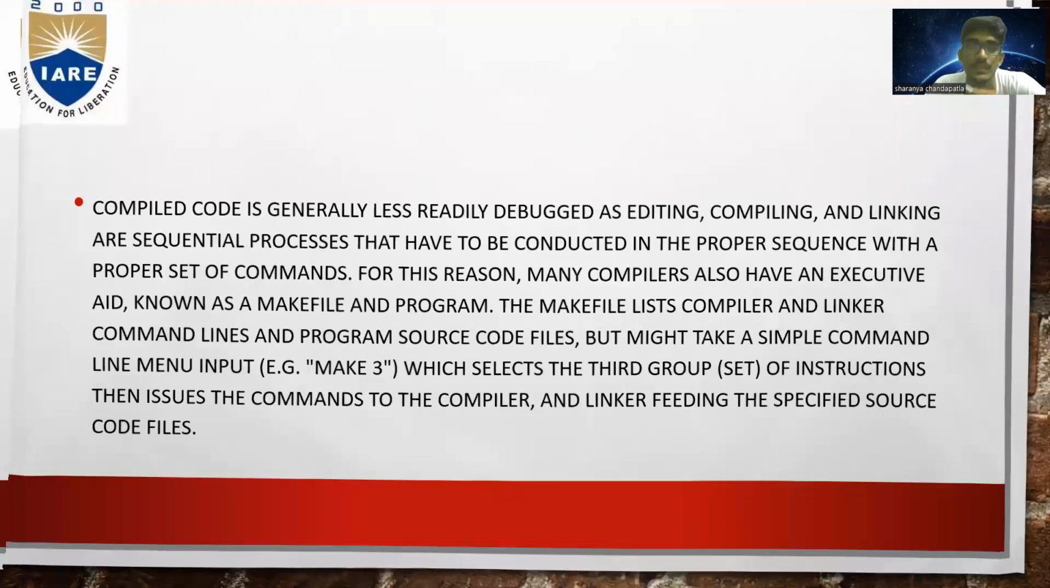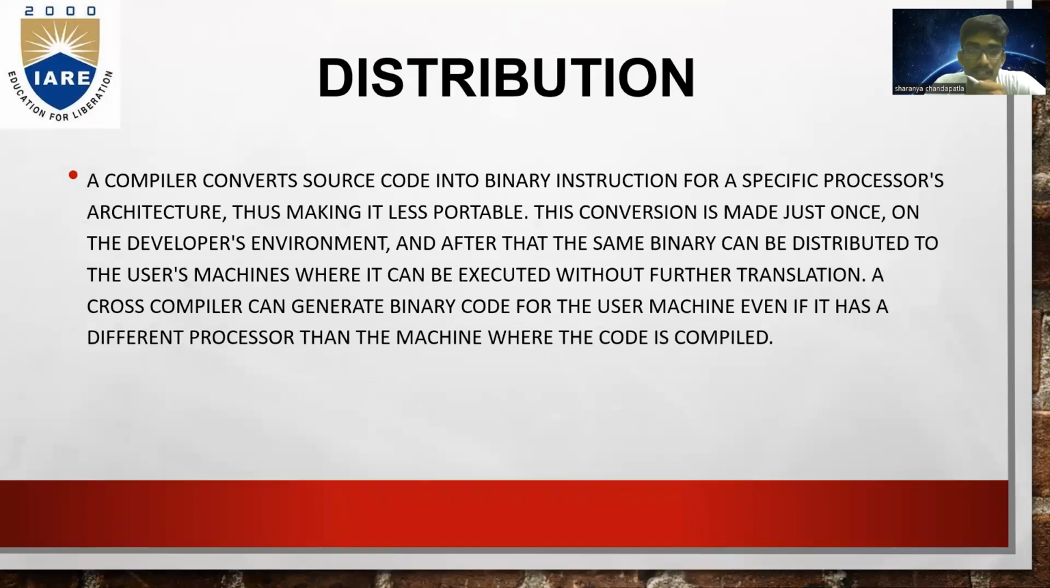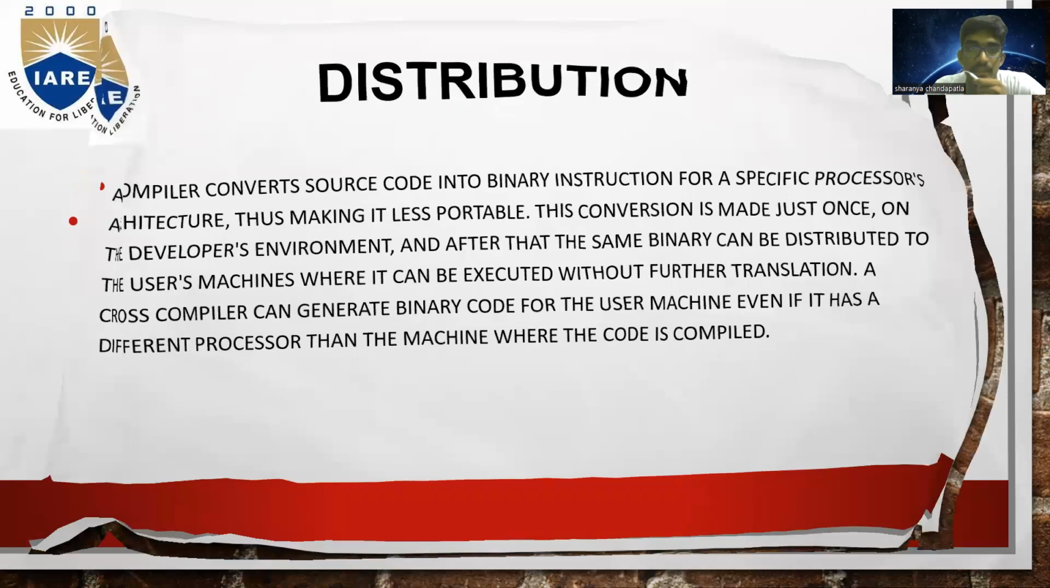source code files. Distribution. A compiler converts source code into binary instructions for a specific processor architecture, thus making it less portable. This conversion is made just once on the developer's environment, and after that the same binary can be distributed to the user's machine where it can be executed without further translation. A cross compiler can generate binary code for the user machine even if it has a different processor than the machine where the code is compiled.